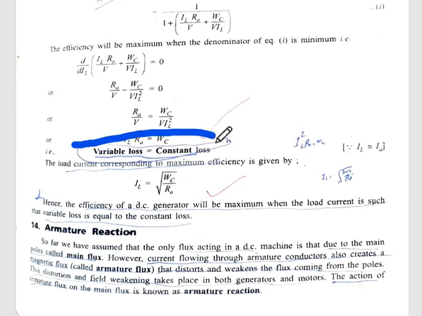मैक्सिमम एफिशिएंसी कब हमारे पास आएगी, जब हमारे पास ये कंडीशन होगी: वेरिएबल लॉस इज इक्वल टू कांस्टेंट लॉस हो जाएगा। Hence, the efficiency of DC generator will be maximum when the load current is such that variable loss is equal to constant loss.